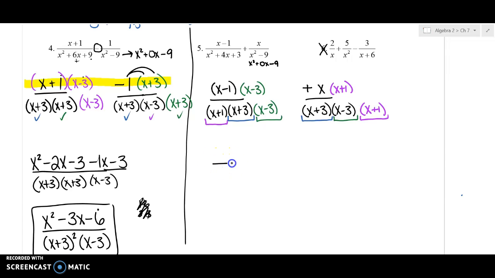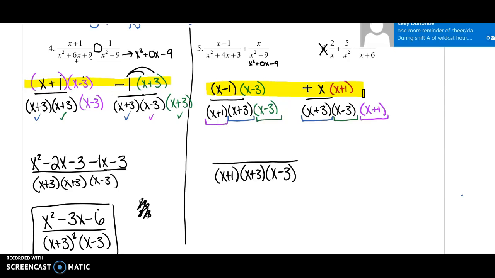Now that our denominators match, again, it doesn't matter what order you write them down here. Our next step is to do everything on the top. And you have to multiply stuff out before you add it together. So we need to FOIL x minus 1, x minus 3.